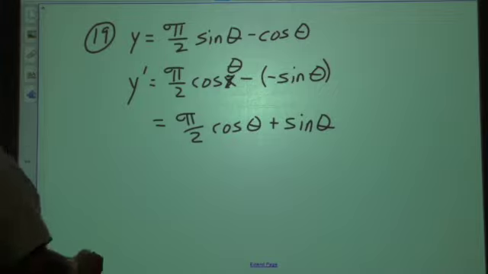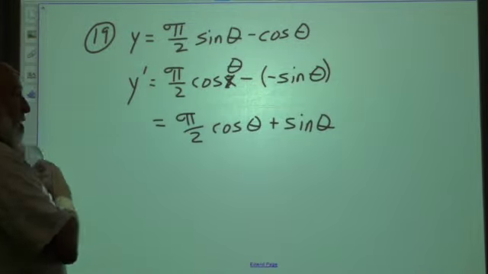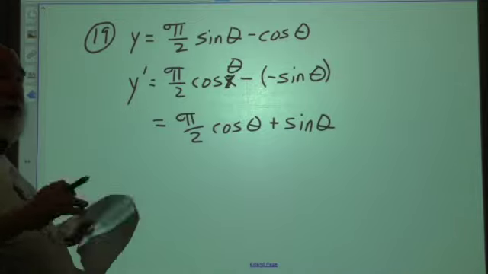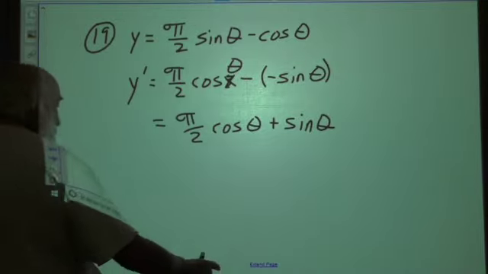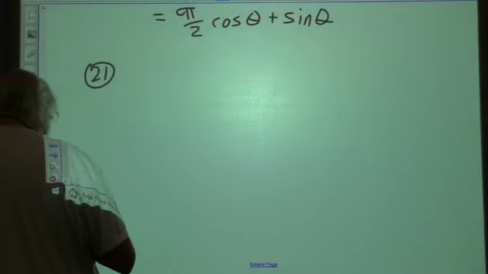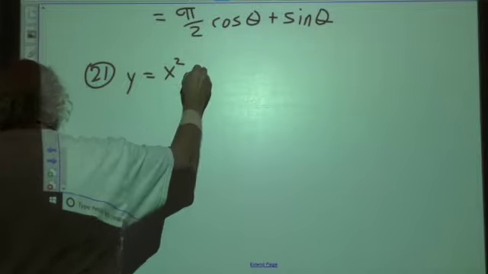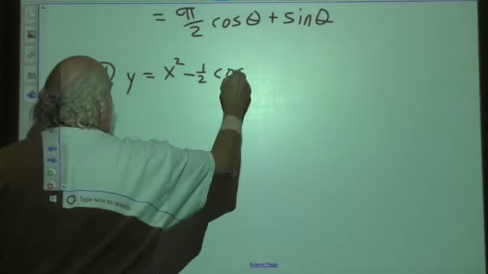Not too challenging. Very similar to what we did before, only now we got trigonometry parts in it, but the trigonometry aspect of this isn't bad at all. Lucky us. Number 21. We have y equals x squared minus 1/2 cosine x.